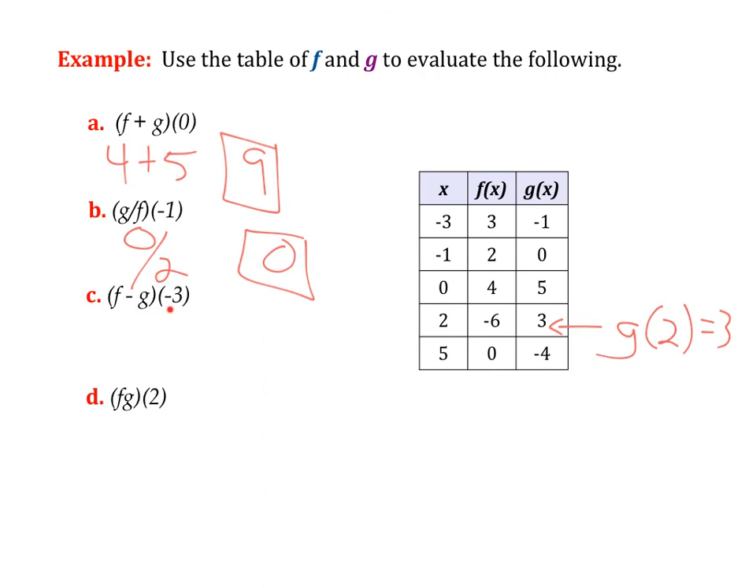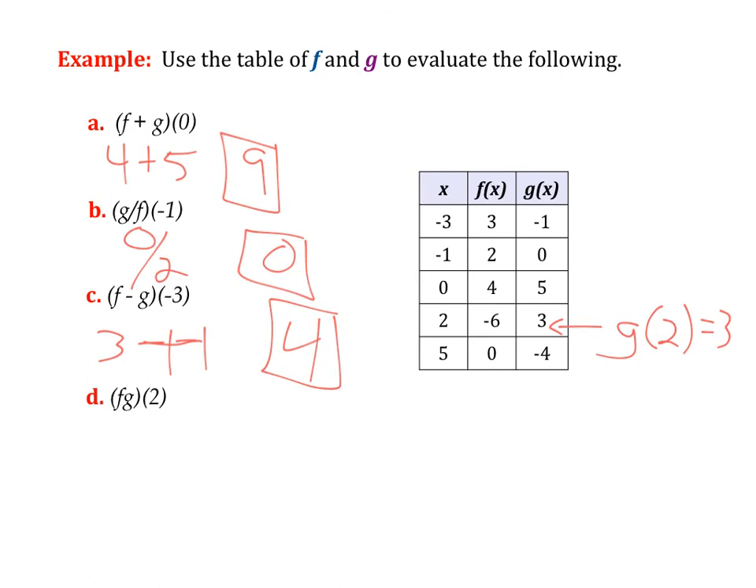F minus g of negative 3. So my x value is negative 3. And I have f of negative 3 is 3. G is negative 1. So it's 3 minus negative 1. That's going to be a positive 4. Two negatives make a positive.